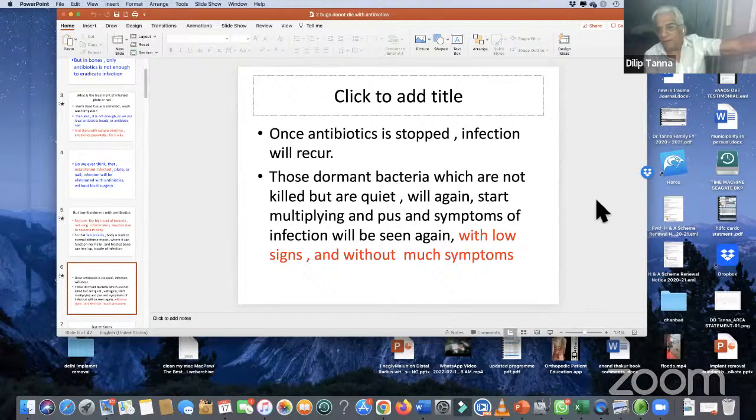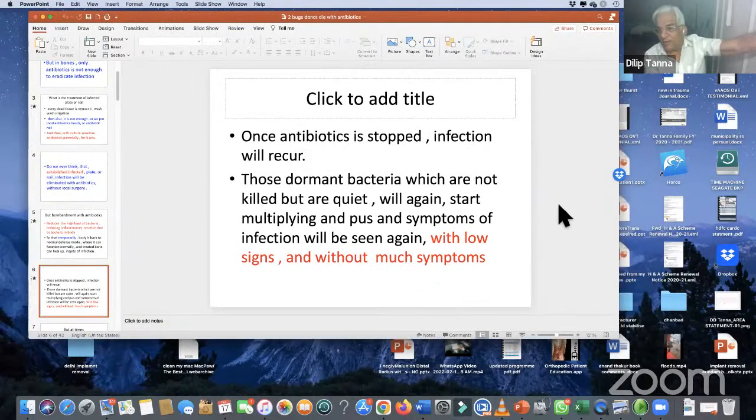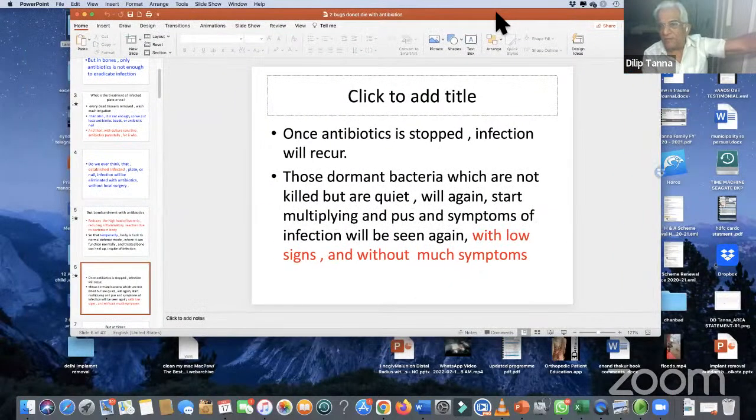Till people are not convinced that 3 doses of antibiotic is enough and that is the only way in which you can treat. It is not that if you give more, it is safe. As a matter of fact, it is unsafe. Because when you give more, it is suppressing the whole infection which is starting. Then after 10, 12 days, if you have given the antibiotics for 10 days, and after 10, 15 days you stop the antibiotics, you will see the pus coming out.